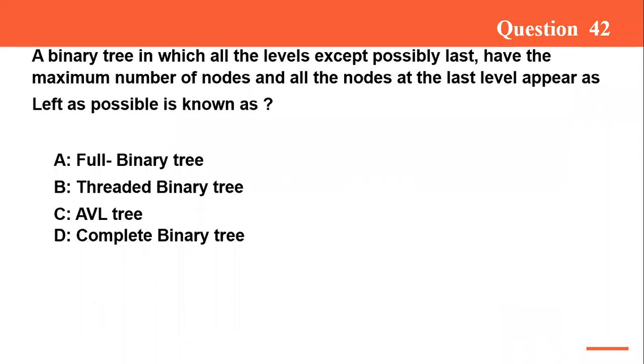So here, what is the answer? All the nodes at the last level appear as left as possible is known as... So what's the answer? Complete binary tree for sure. Okay, understood, I hope everyone. Yes, exactly. Okay, cool, super. Let's see the next question.